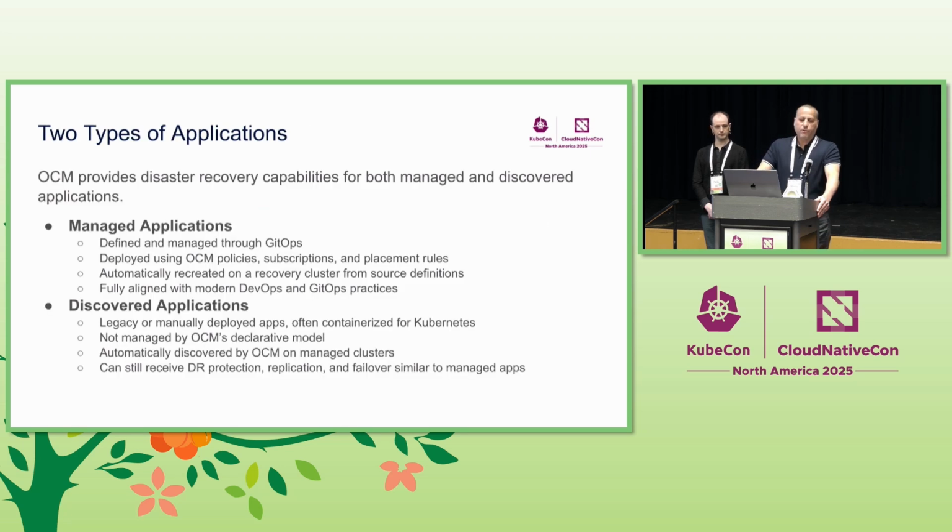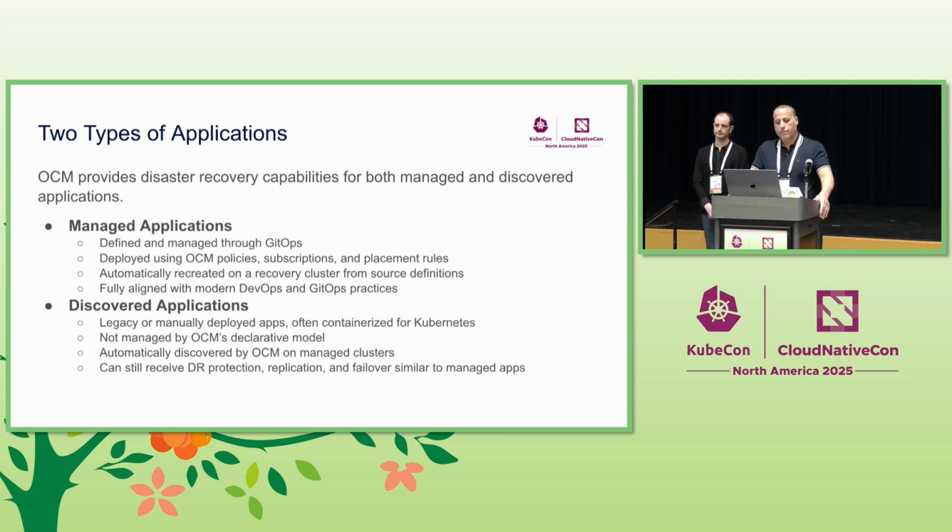Okay, we have two types of applications. We have managed applications, which we can handle from a declarative source like GitApps, right? And then discovered applications. A legacy application, for example, that has been running in one cluster, right? And you want to protect that application. How do we do that, right? It is discovered through ACM to OCM, and made available to Raman for protection.